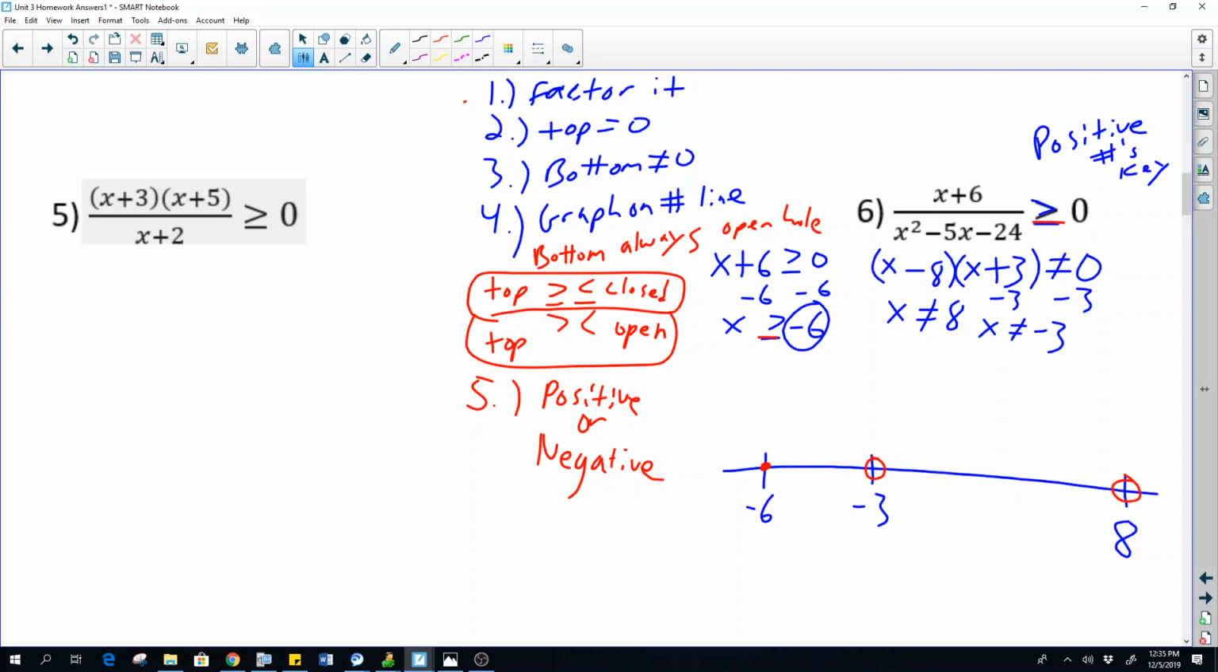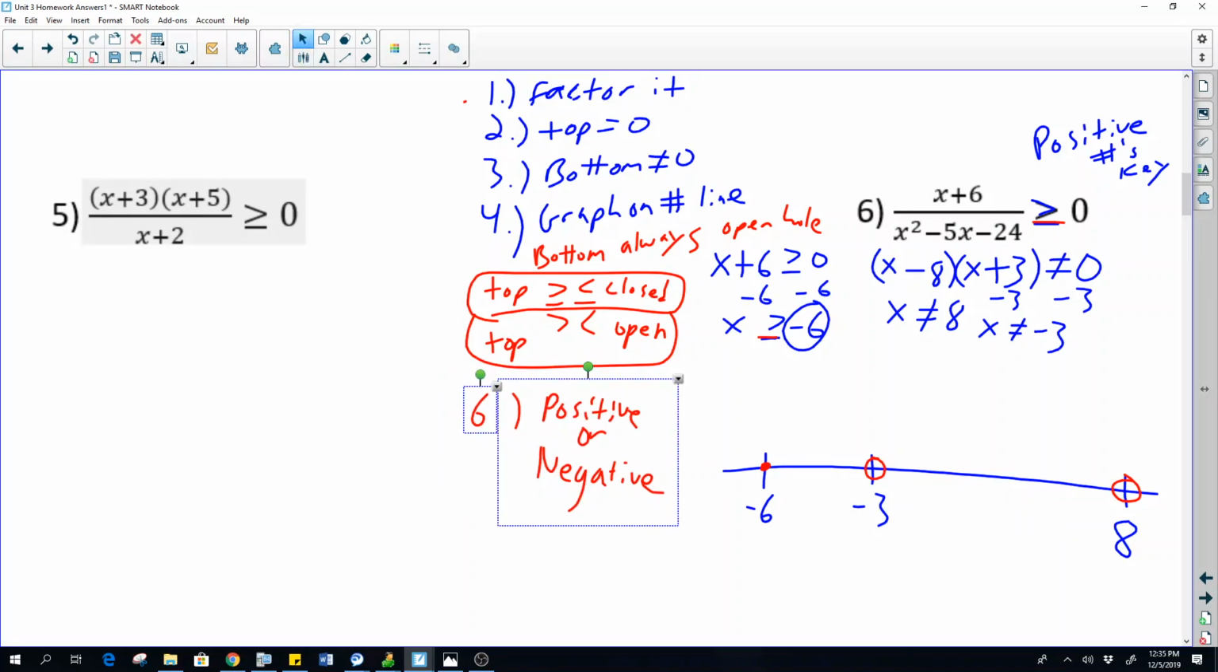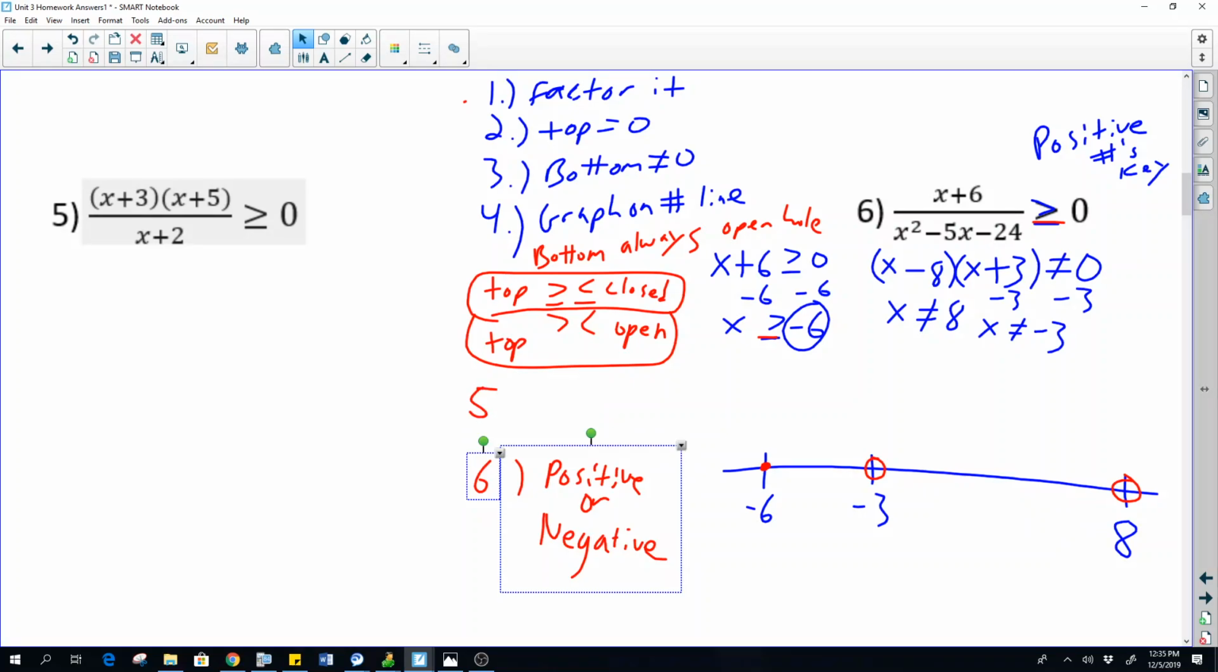So then what we're going to do now is we have to do step 5, actually. Whoa, there's more to step 5? Yep, so this was actually step 6. Sorry. So that's step 6. And so step 5 would be actually to do your test points and determine which stuff is positive and negative.